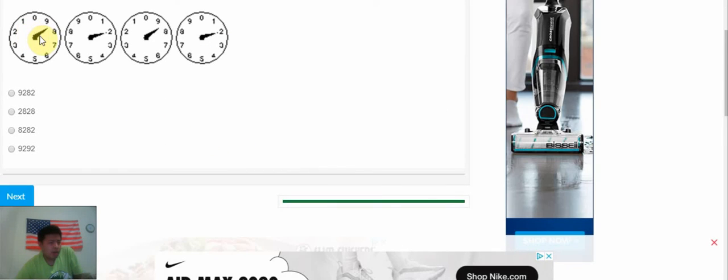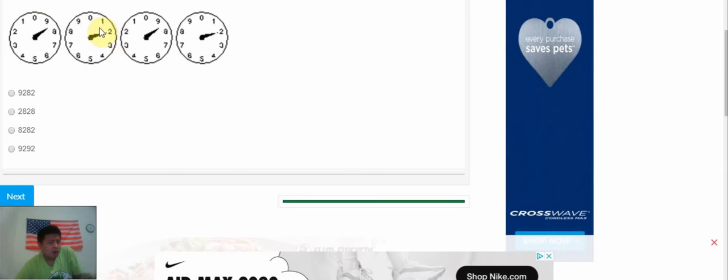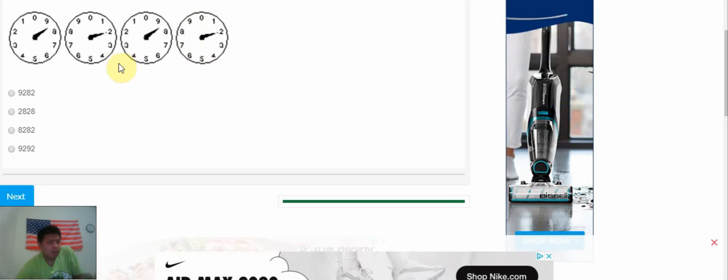In here we see anti-clockwise, anti-clockwise and clockwise. We see that between A and 9, they go back or anti-clockwise, so the number should be 8, but this one is 2. And we see that only C is a suitable answer.